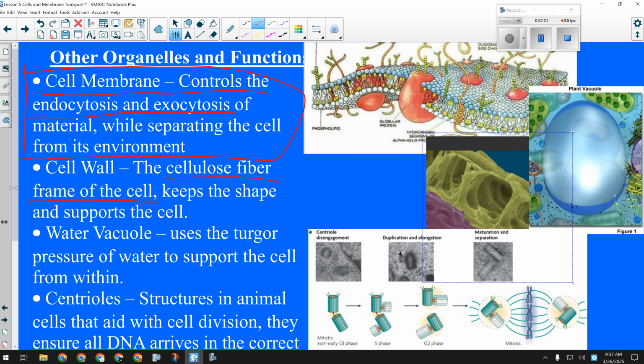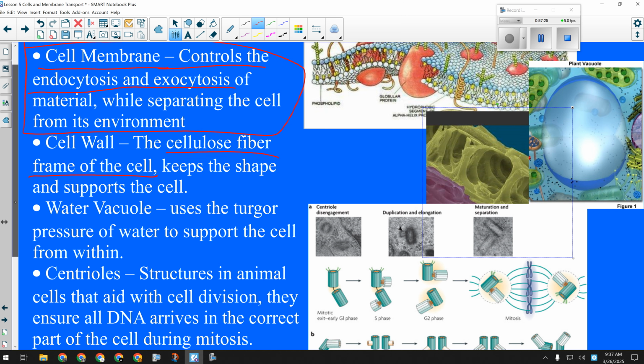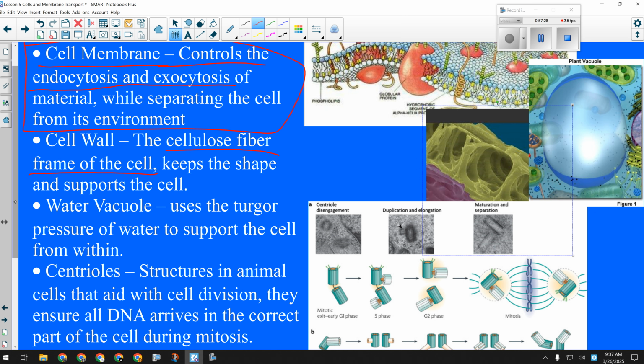All right, so the water vacuole is the next thing, and it uses turgor pressure to support the cell from within. So cell wall and water vacuole have the same job. They support the shape of the cell. They do it in different ways. One is a frame from the outside, one using pressure from the inside. So this term, turgor pressure, that would need to be part of your answer. Okay? Turgor pressure to support the cell from within.